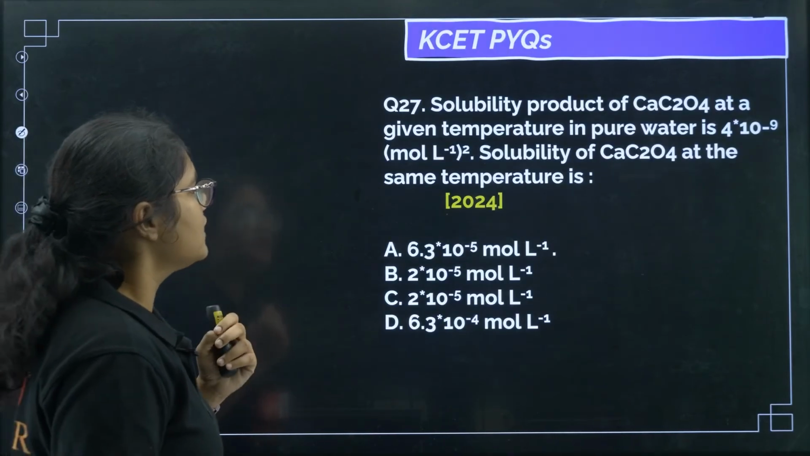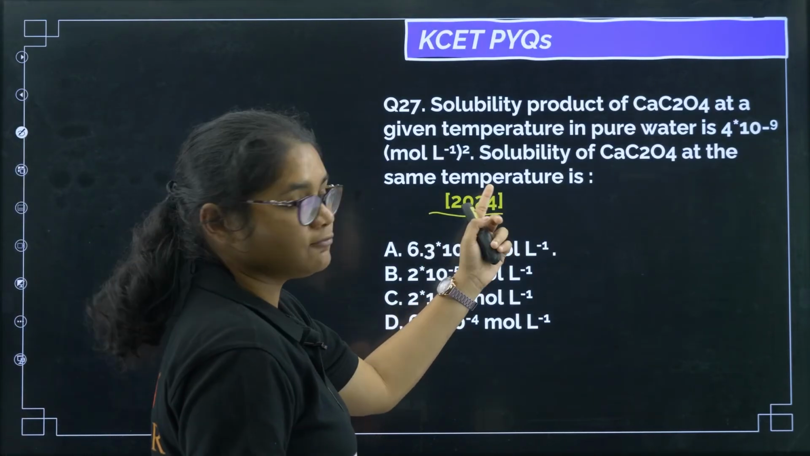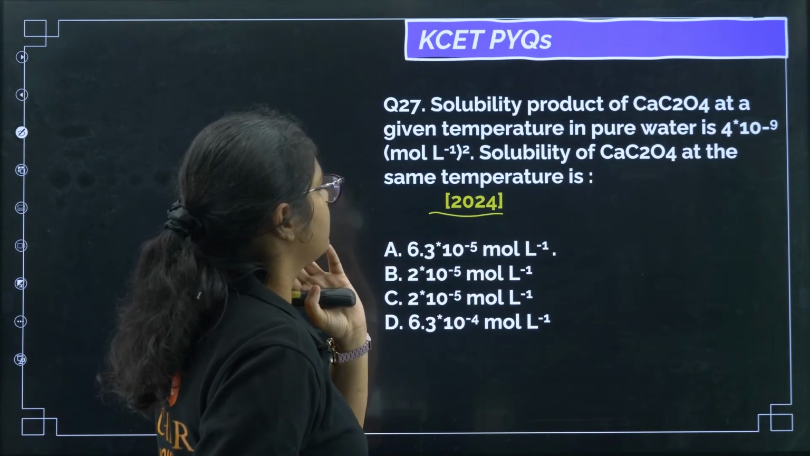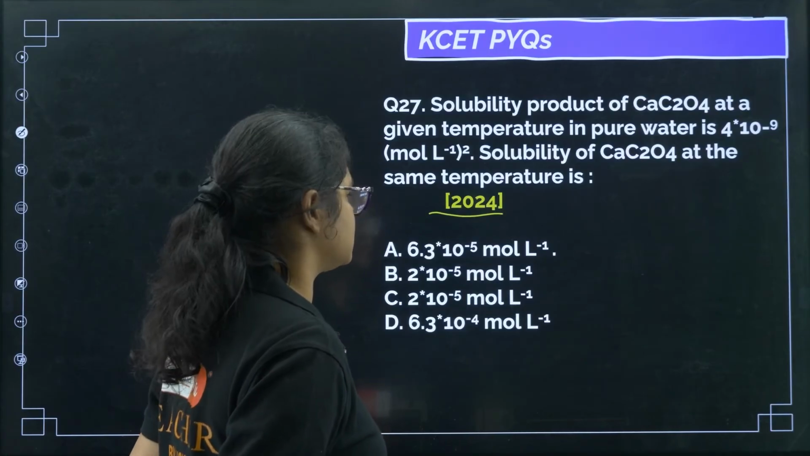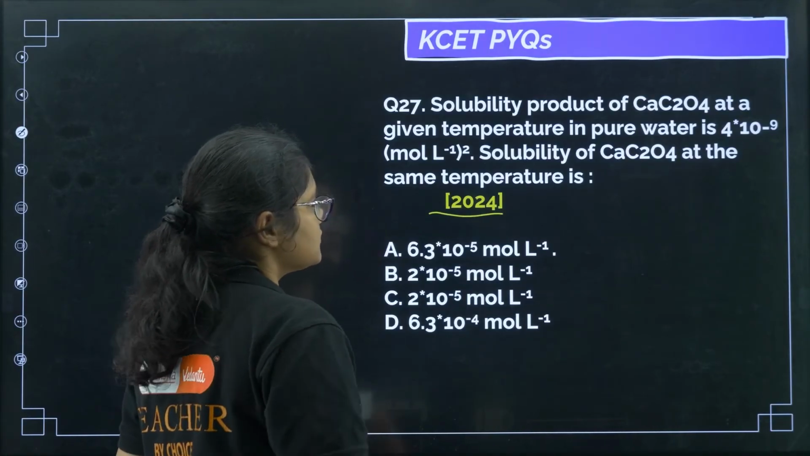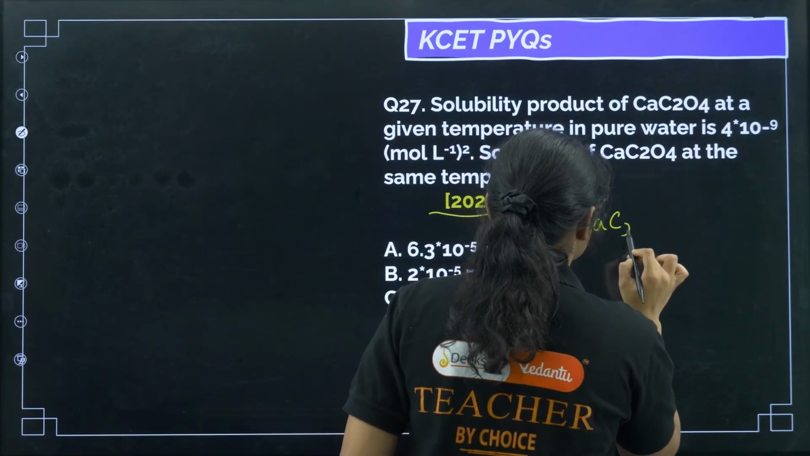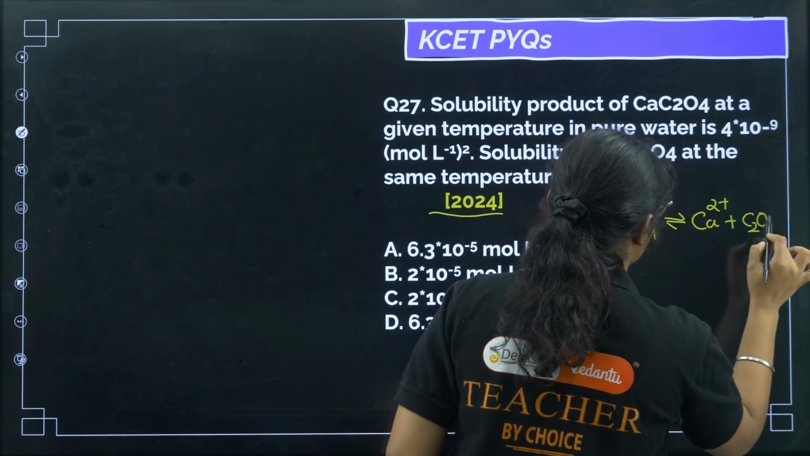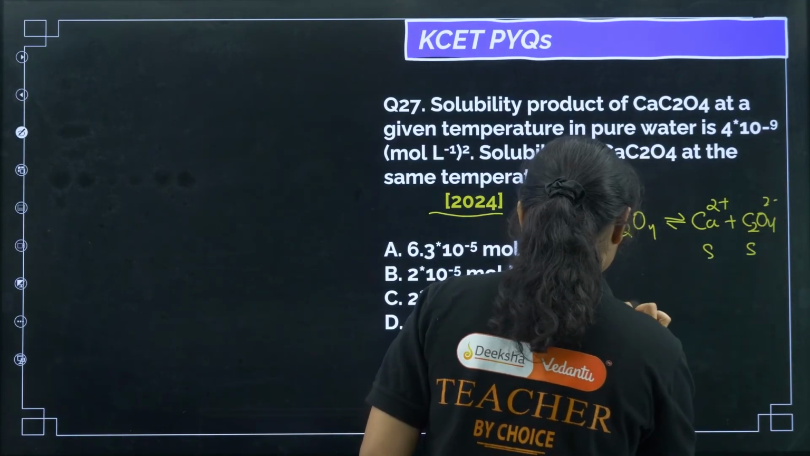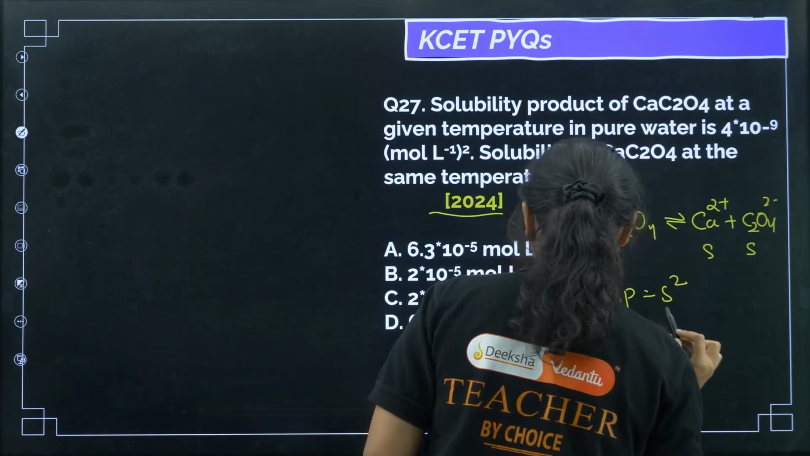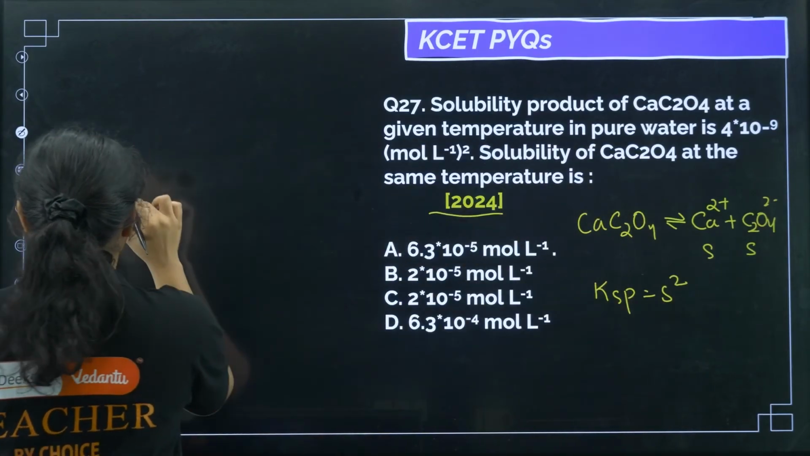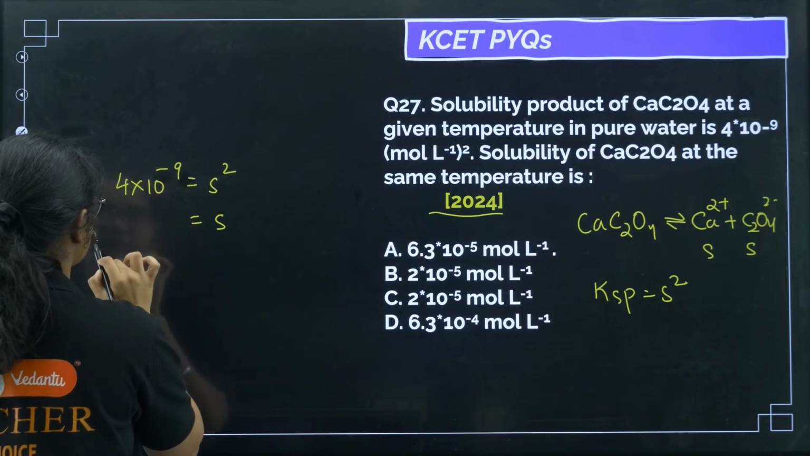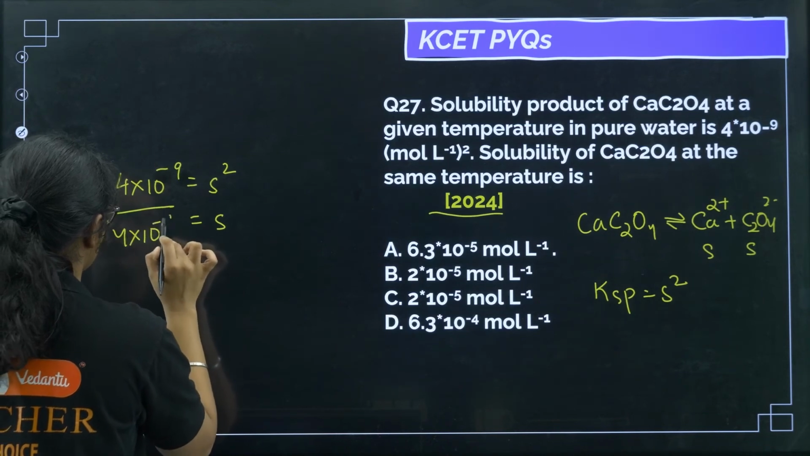Next, question number 27. This is a 2024 question, I mean this year's question. Solubility product of CaC2O4 at a given temperature in pure water is this one. Then what is the solubility? CaC2O4 will dissociate to give you Ca2 plus and C2O4 2 minus, right? S and S. So Ksp is equal to S square. Now what is the value of Ksp? 4 into 10 to the power of minus 9 is equal to S square. So S is equal to root over of 4 into 10 to the power of minus 9.